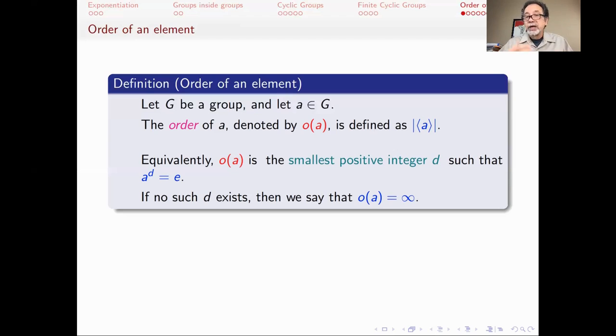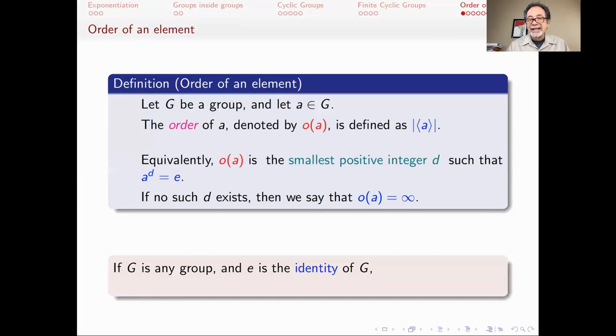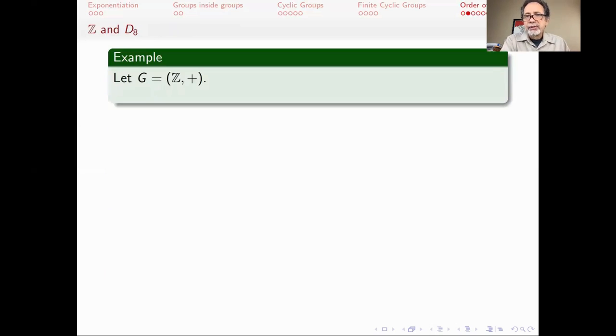Even infinite groups have elements that have finite order, because one element might be generating a finite subgroup, but some elements might not. In any group, the identity always just generates the identity, and so the order of the identity is always 1. We're going to look at a bunch of examples and then one final useful theorem at the end.